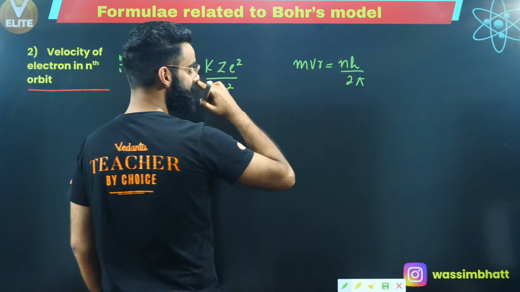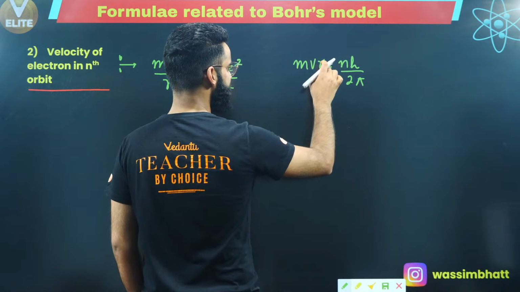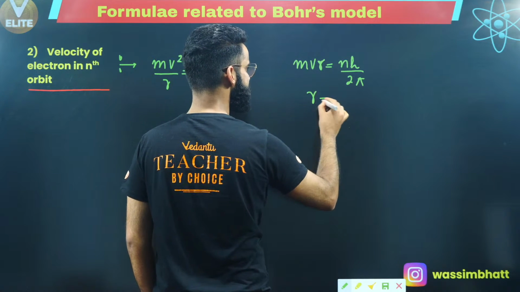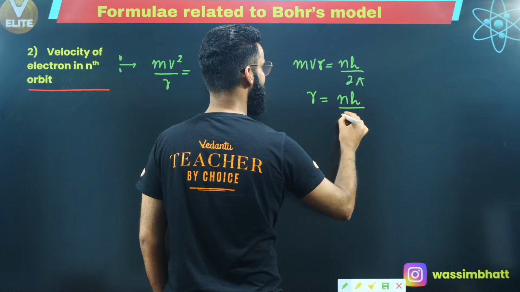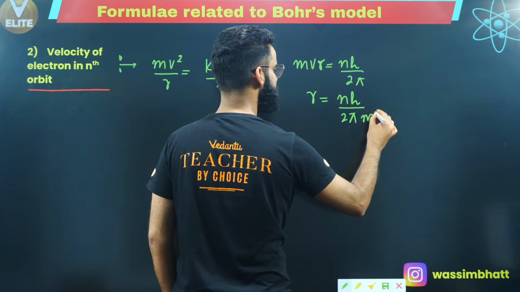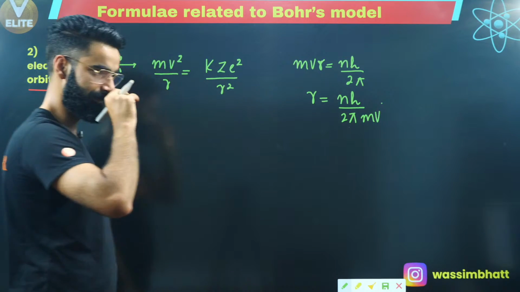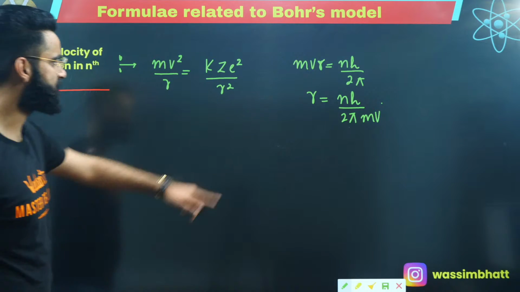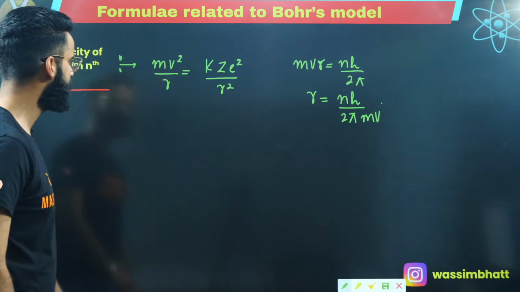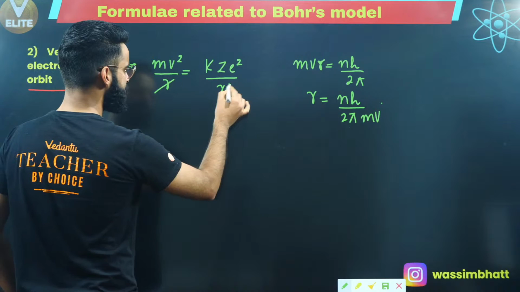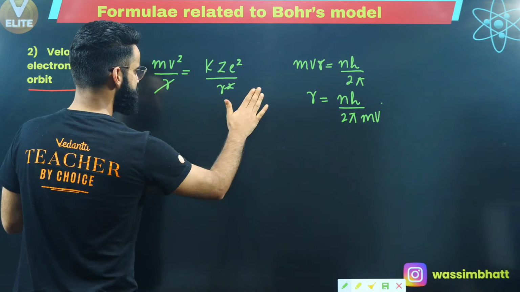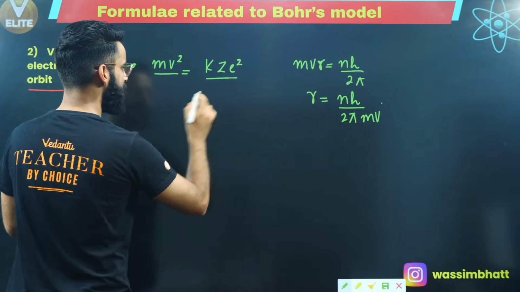First thing, I'll be eliminating the radius from here. The radius is going to be nh upon 2 pi mv. R is equal to nh upon 2 pi mv. Now, first of all, one of the r and one of the r will get cancelled out, so instead of all this, I'll be writing only one r over here.